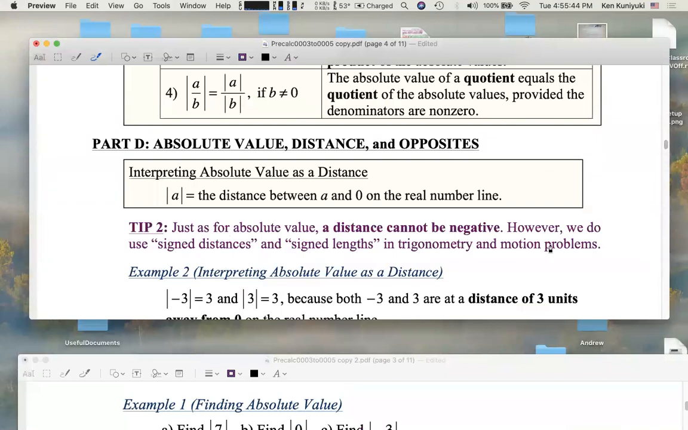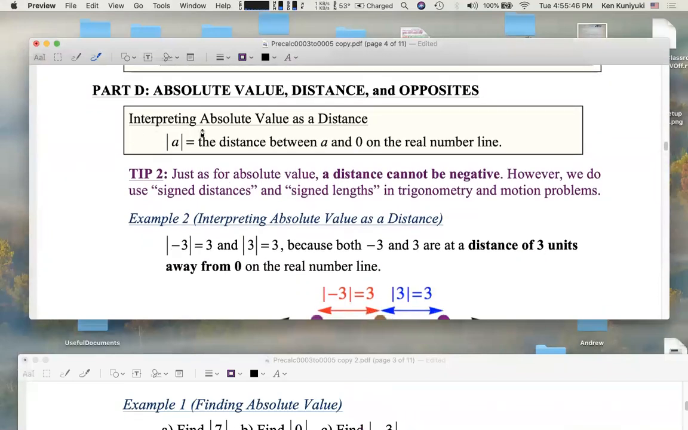Let's go down here. Interpreting absolute value as a distance. The absolute value of a, where a represents a real number, is the distance between a and 0 on the real number line. By definition, distances cannot be negative. Absolute value cannot be negative. Whoops, let's get a red color here. Absolute value cannot be negative. Distances cannot be negative.